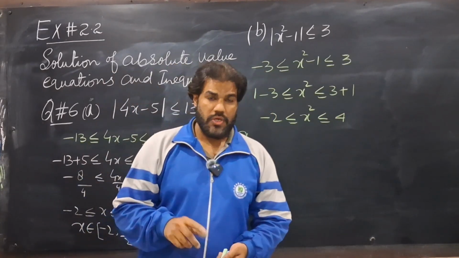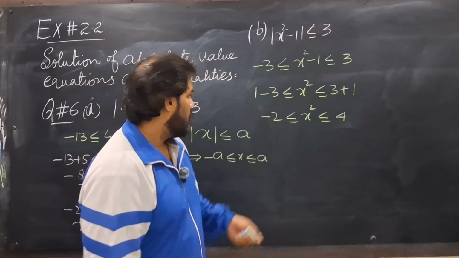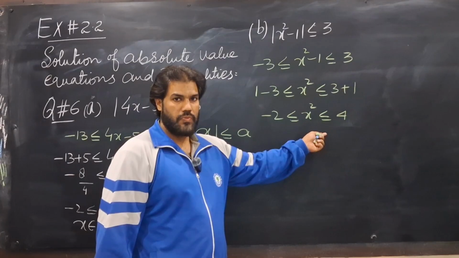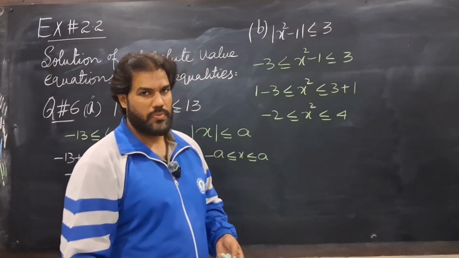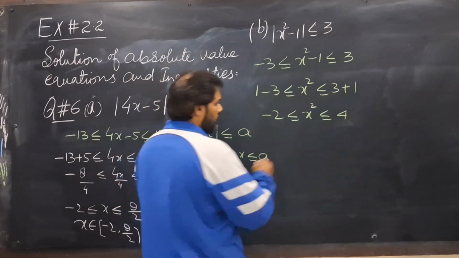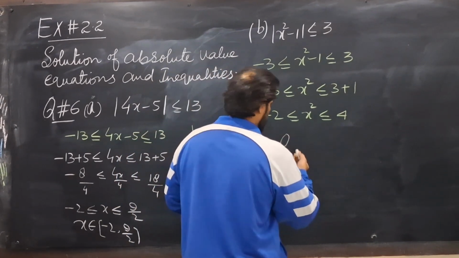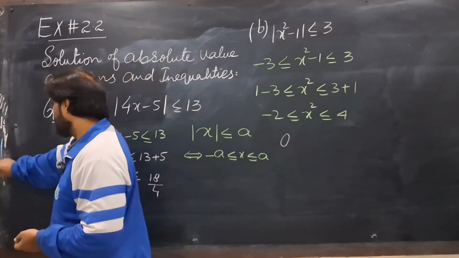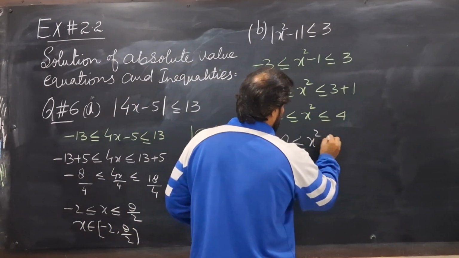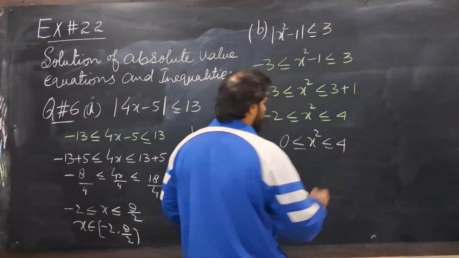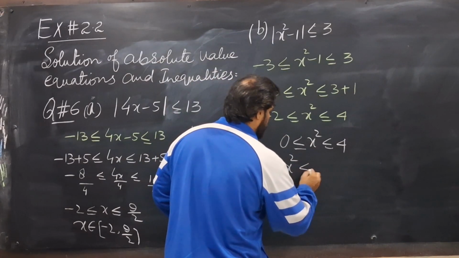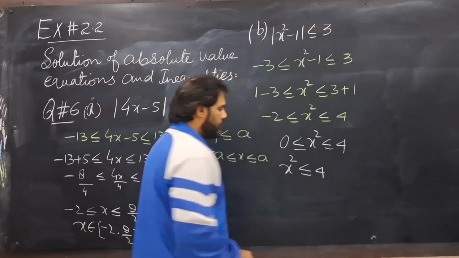We have to solve this inequality for real values of x. This shows x square lies between minus 2 and 4. As the square of a real number cannot be negative, we can shrink this inequality as 0 less than or equal to x square less than or equal to 4. Further, we can write it as x square is less than or equal to 4.